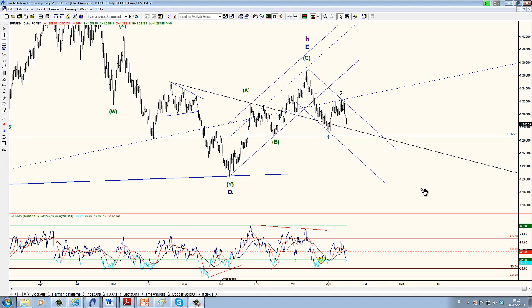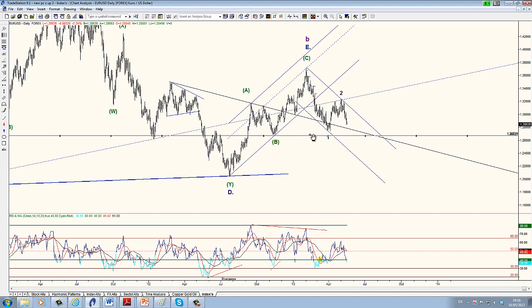Well, let's just take a look at Eurodollar. We have been counting this decline as minor wave 1 and we are anticipating a minor wave 2 correction. For now, either part of or the correction for minor wave 2 appears to be in, and price now is turning down in what we are labeling as a minor wave 3.